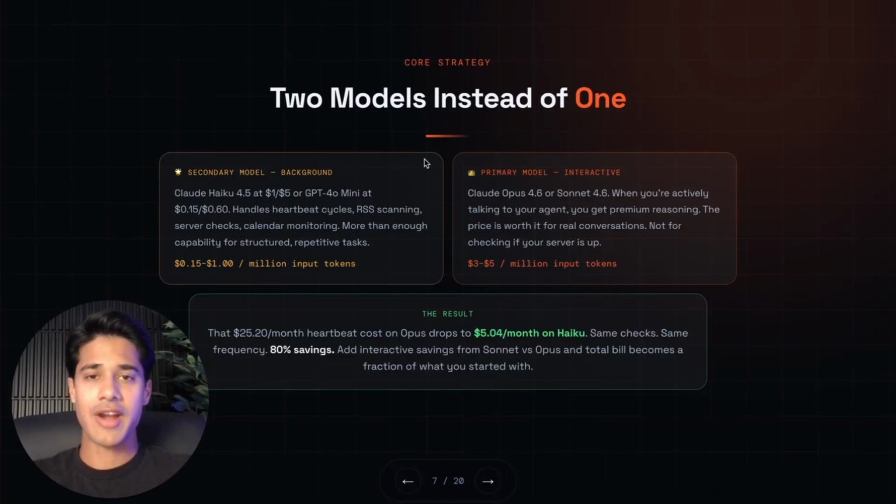These models handle structured monitoring tasks like checking server status, scanning RSS feeds, and reviewing calendar changes with more than enough capability. For interactive conversations, like the ones where you need the model to actually think carefully, you want to use Claude Opus 4.6 or Sonnet 4.6. The premium price buys you premium reasoning, and for these tasks, it's worth every cent.